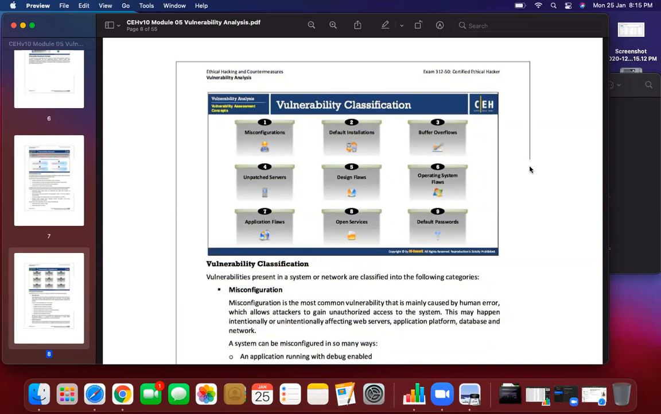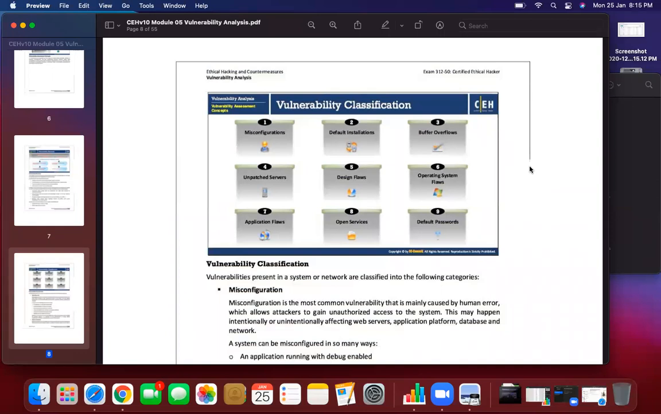Second is default installation. As you all know, whenever you install something for the very first time, whether it's hardware or software, it goes with a default installation. If I'm installing software in Windows, I know that it will install in the C drive. Well, we also have an option to change the installation drive, but it automatically goes to the C drive because it is the default path. Vulnerabilities or issues happening because of default installations come under this category.